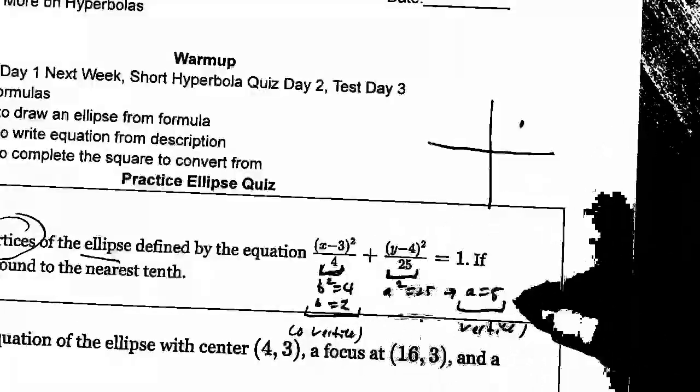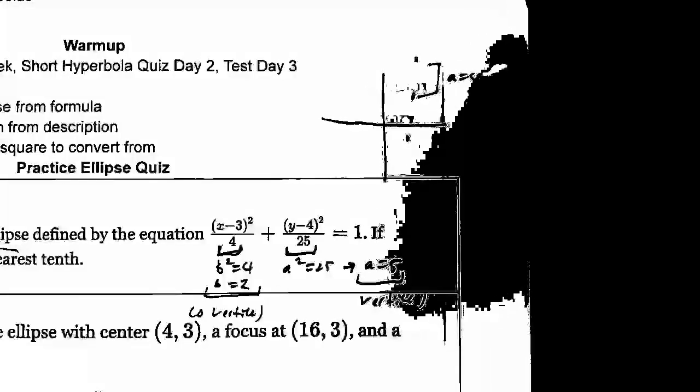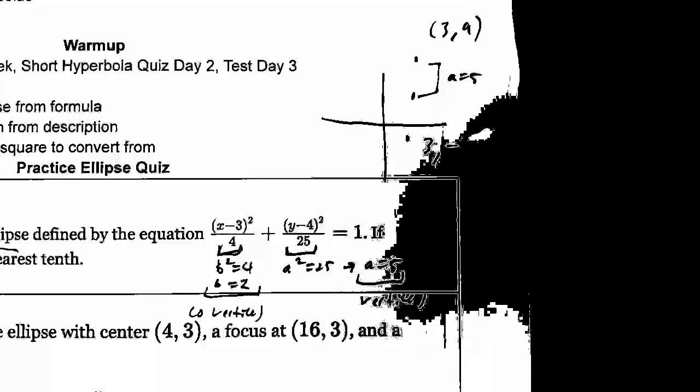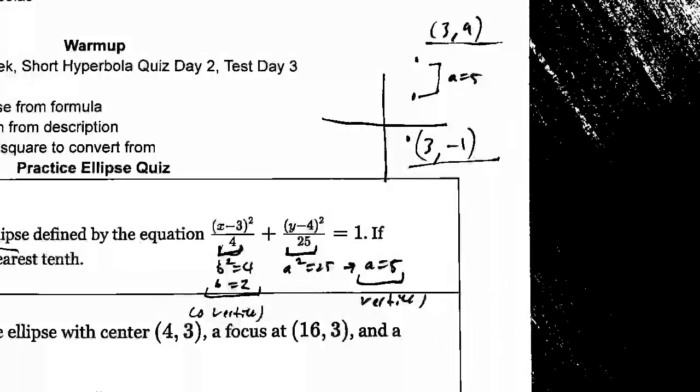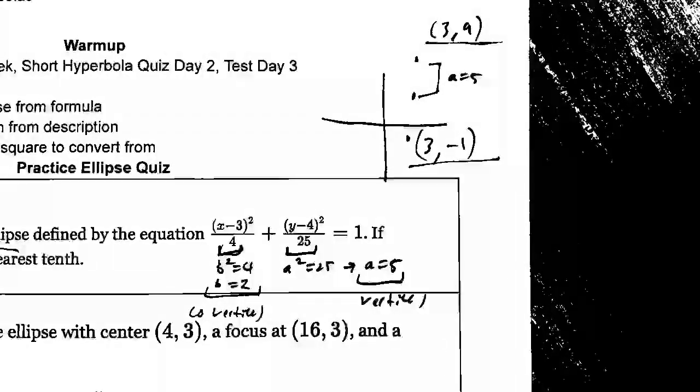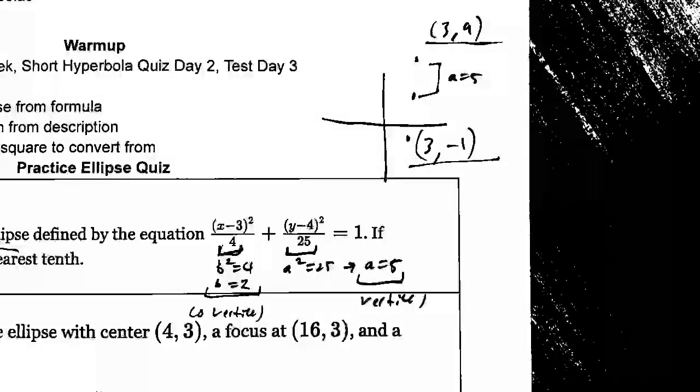So my a is underneath y. That means I would go 5 up and 5 down from this point. This is a right here. And so if this was 3, 4, then this point up here would be 3, 9. And this point down here would be 3, negative 1. So my vertices would be 3, negative 1 and 3, 9. Did we get 3, 9 and 3, negative 1? Yeah, I actually did. Did anyone else get that? Or do you understand how I got that?